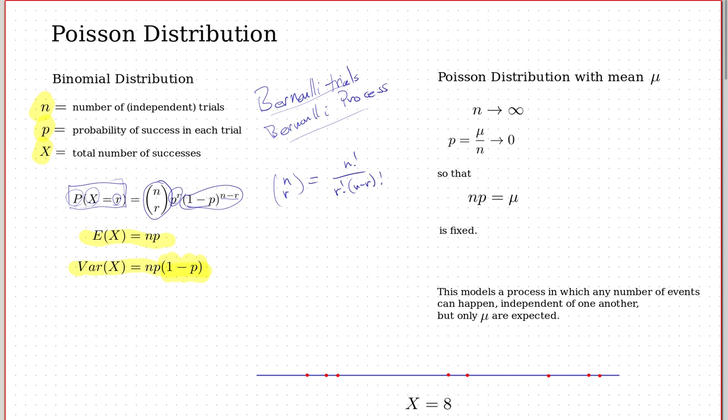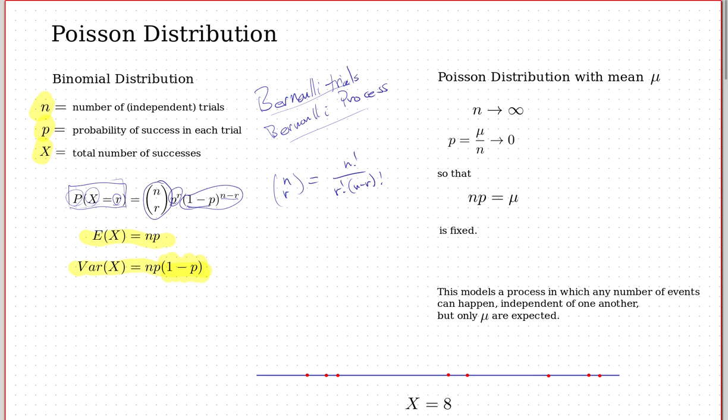Okay, and again, if you want to ask about any of that, feel free to bring it up in office hours. I can say more about the binomial distribution and Bernoulli processes. But I want to apply it now to deriving the formulas for the Poisson distribution.